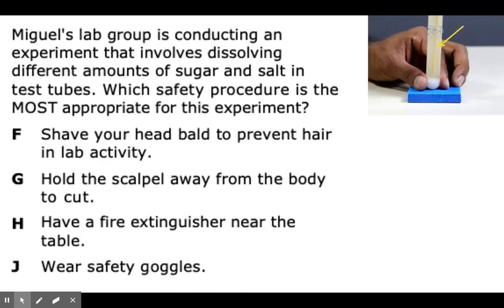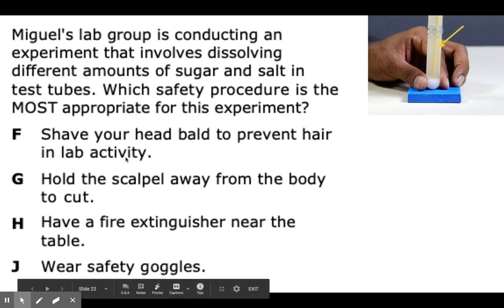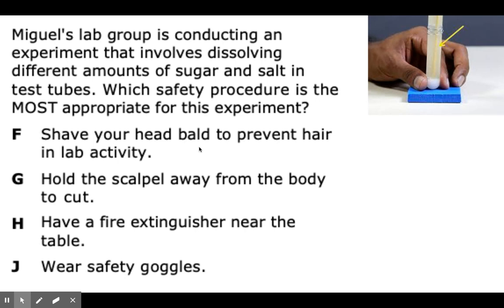Miguel's lab group is conducting an experiment that involves dissolving different amounts of sugar and salt in test tubes. Which safety procedure is the most appropriate for this experiment? Shave your head bald to prevent hair in lab activity. That's a pretty hilarious answer. I can imagine a lot of bald-headed students, but I don't pick it because it's funny. Hold a scalpel away from the body to cut. It's dissolving things in a test tube. There's no scalpel, so that would not be good.